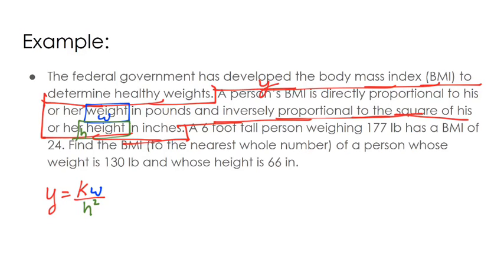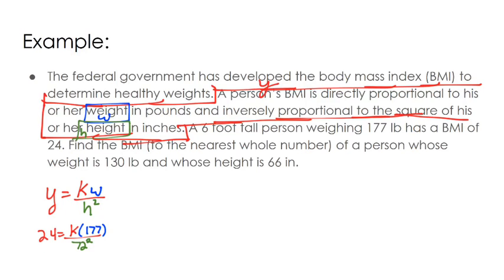It says a 6 foot tall person, and the 6 foot is a height, but we have to be a little bit careful because I believe the height's in inches. Yeah, the height's got to be in inches. So if we do y equals k times w over h, a 6 foot tall person would be 72 inches tall, and that's being squared. And they weigh 177 pounds, and have a BMI of 24.